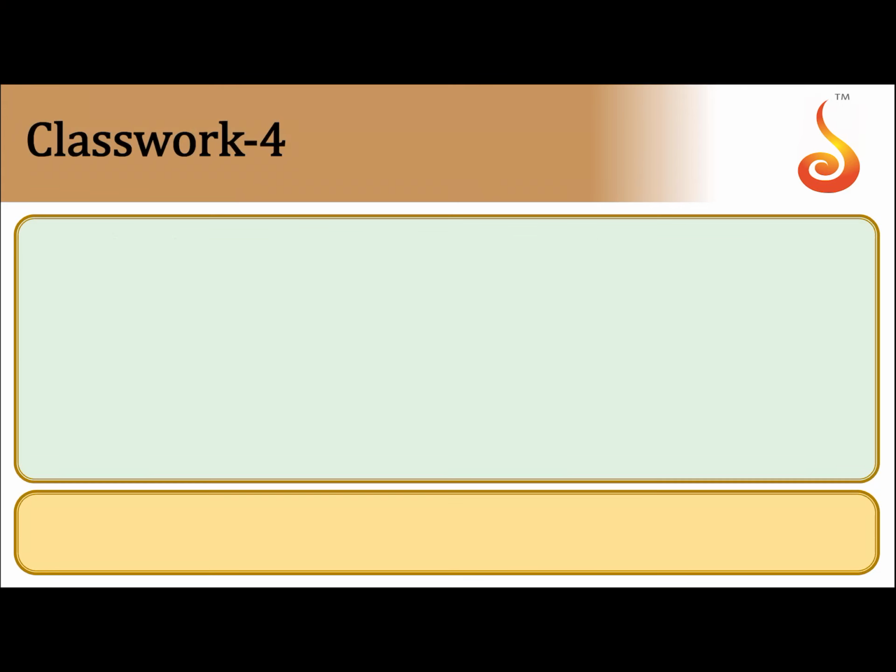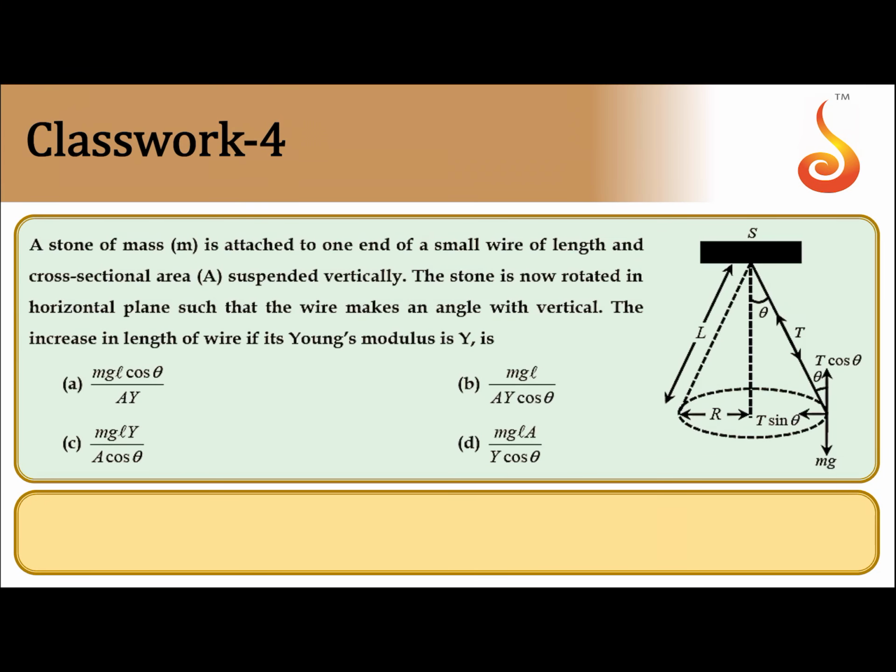If I simplify it further, T, the tension, is nothing but mg by cos theta, so we have mgL divided by AY cos theta. This is the elongation of the wire, which is nothing but mgL divided by AY cos theta. B should be our correct choice.